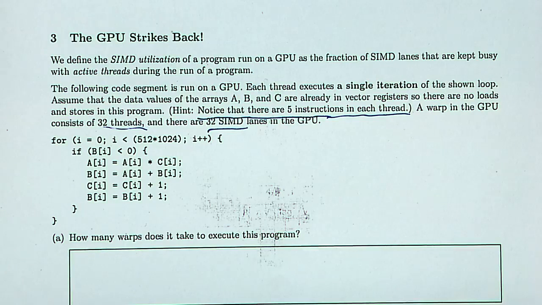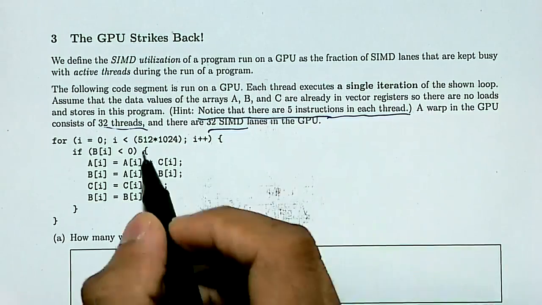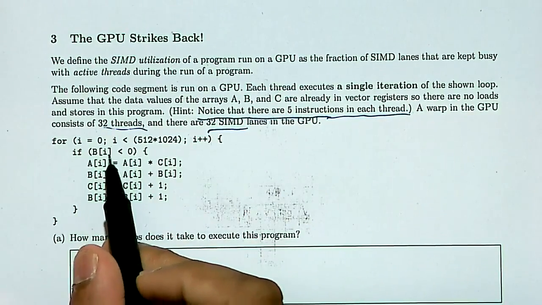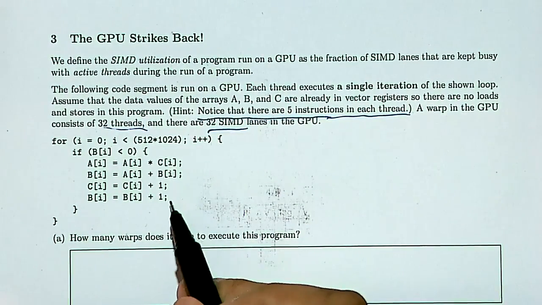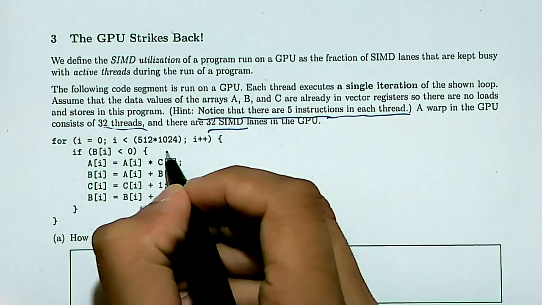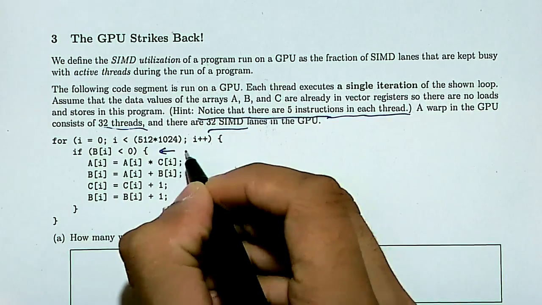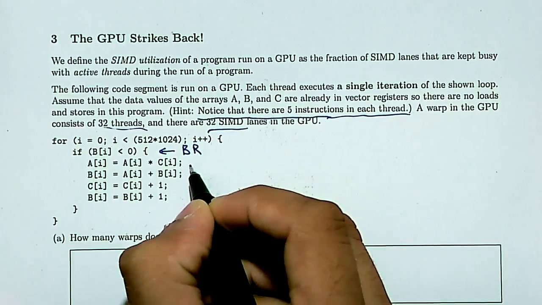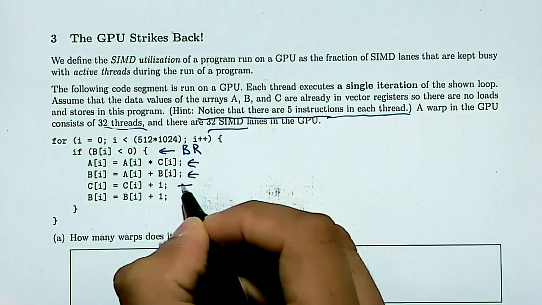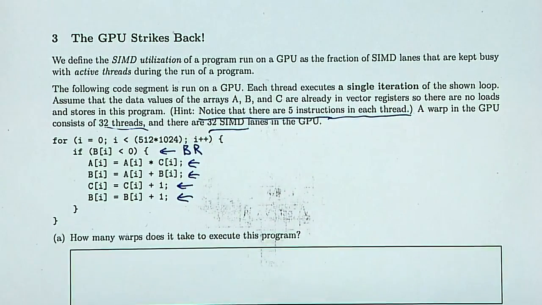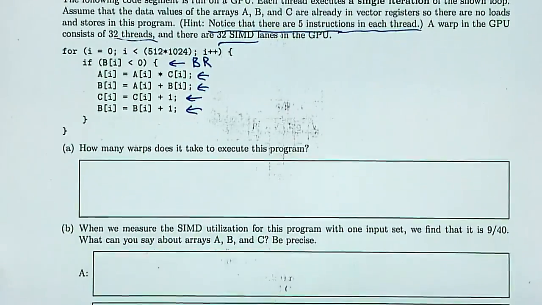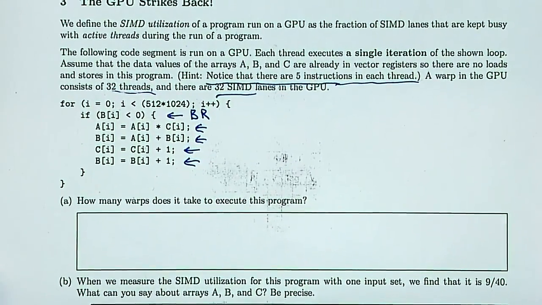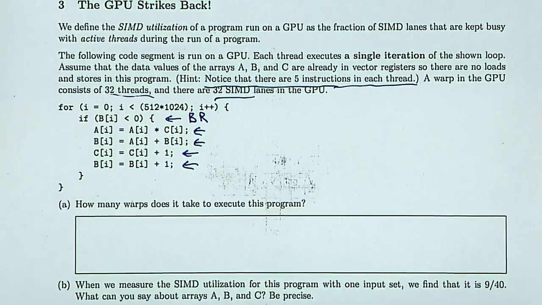The piece of code here, which is 5 instructions, is basically doing an if condition on one of the elements of B, and then it does a multiply and then a bunch of adds. So the first instruction is effectively a branch, and then we have an instruction here, here, here, and here. So this whole piece of code is 5 total instructions. The first question asks: how many warps does it actually take to execute this program? Anyone want to take a stab at it?